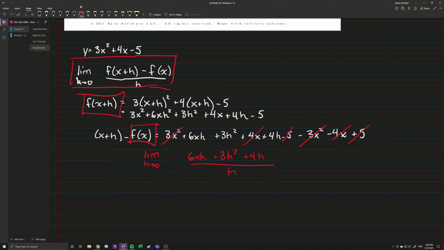Again, we have to find f of x plus h. So what I'm not looking for: some people think f of x plus h in this case is just 3 times x plus h squared plus 4x minus 5. That is not right. This is. So don't do this.